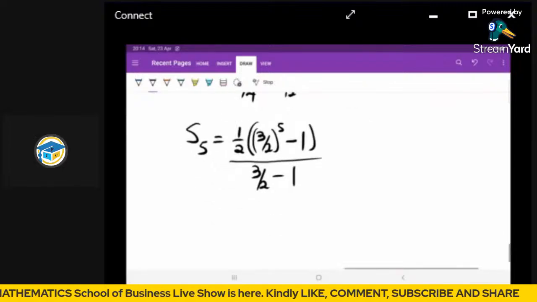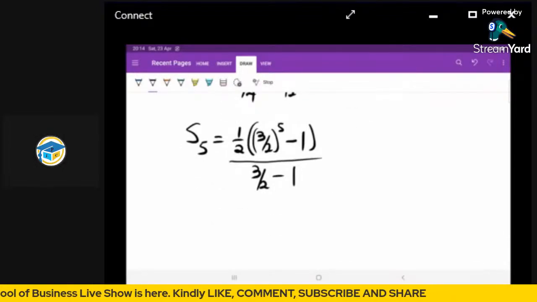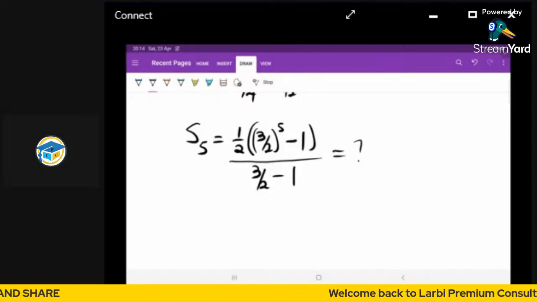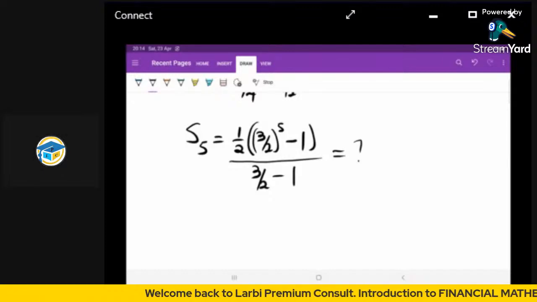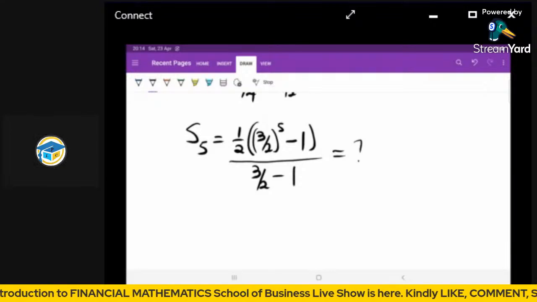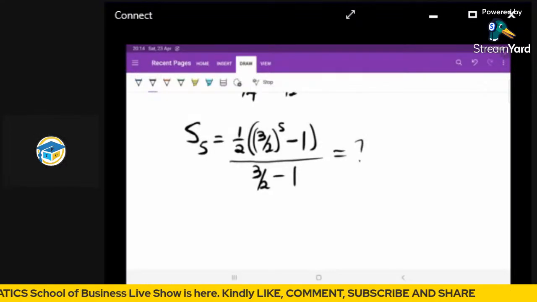So with the help of your calculator, you should be able to arrive at a particular answer for this. Let's see what we're going to get. I leave it to you to provide an answer for me. Let's see in the comment section. I don't have my calculator right now, but I'll get it. So that is what you need to understand about the sum of a geometric progression.